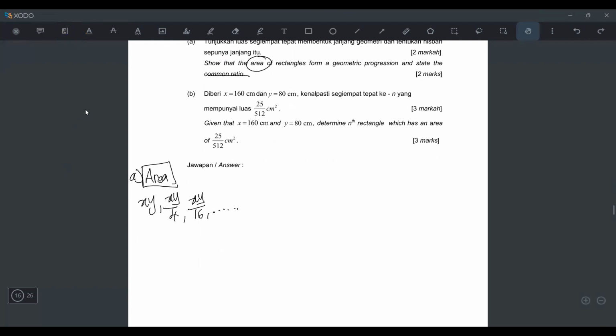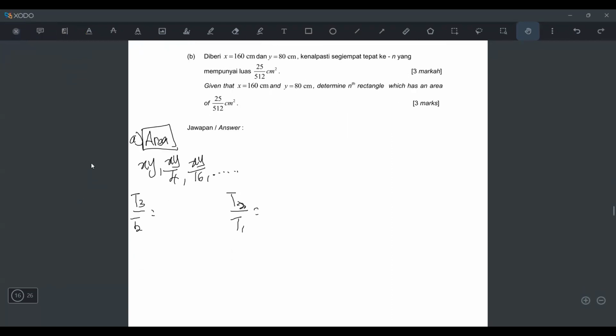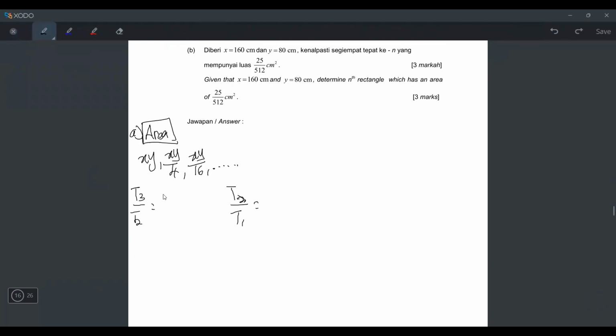So how do you show it? You take T3 divide T2, and then you take T2 divide T1. And if they give you the same value, it means it's geometric. That's how you show them. Okay, so let's show them. So what is T3 divide T2? xy over 16 divide xy over 4.